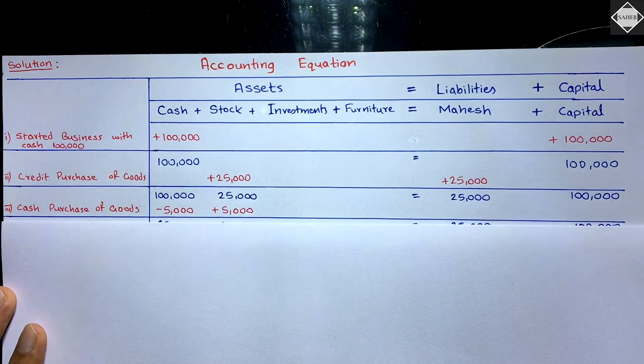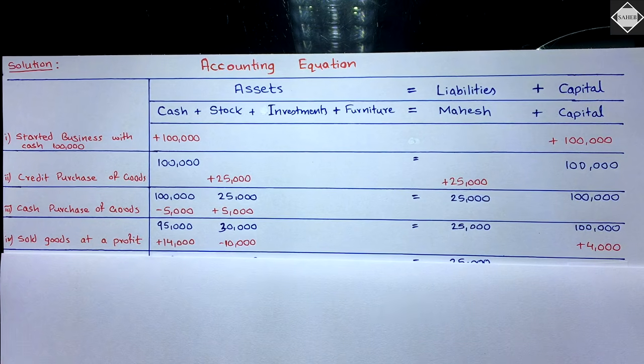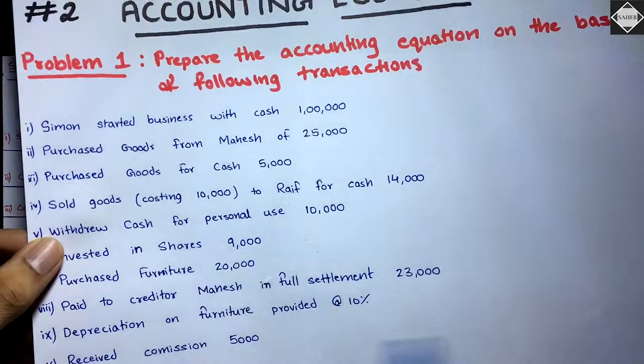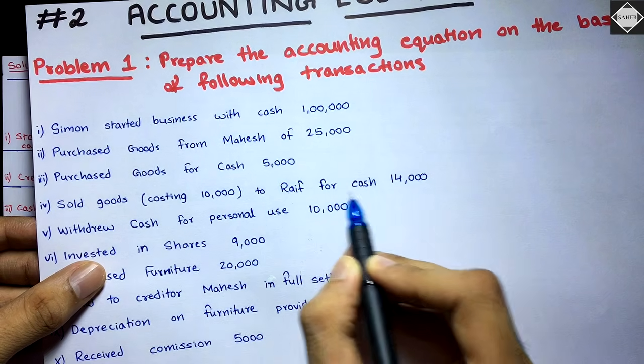Is that okay? Yes. The next transaction is, see here, that tricky transaction. Sold goods costing 10,000 to Raif for cash 14,000.